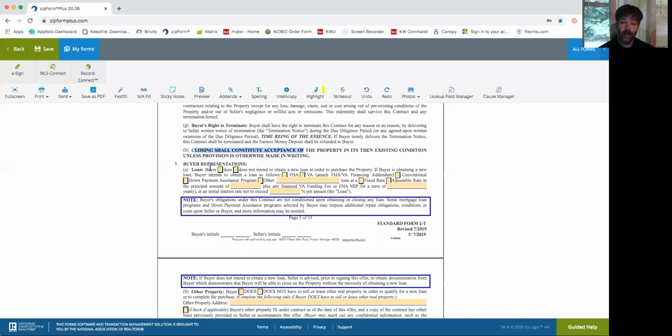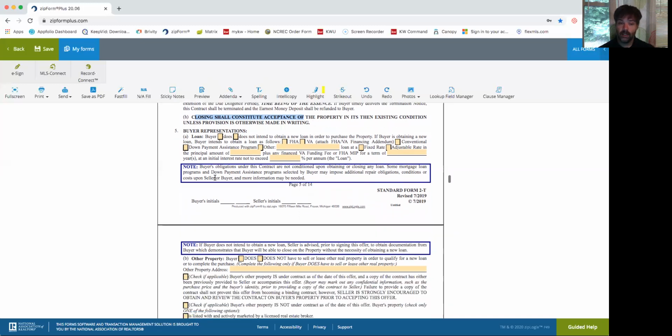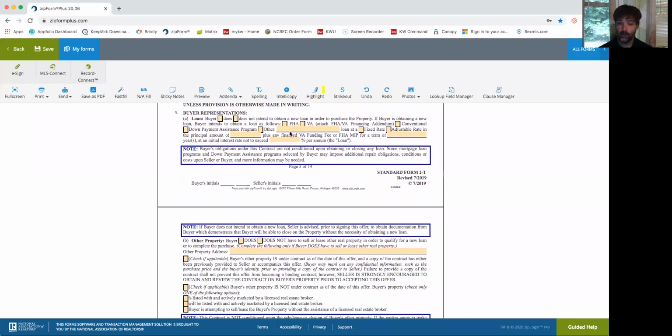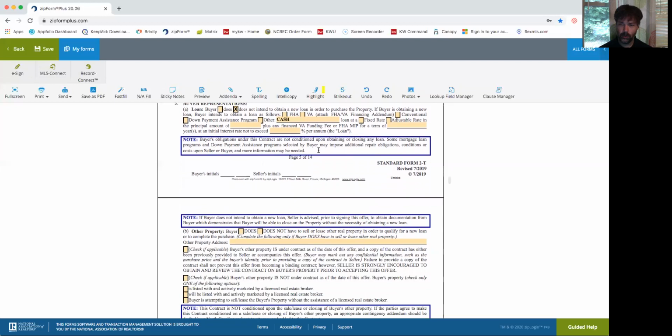So the buyer is going to make a few representations here in the next little bit where they're going to talk about the loan, the type of loan they'll be getting. If they are getting a loan, you would check it here. If they are not, you would say they are not. If they're a cash buyer, I usually choose does not, and then I usually write cash here just to show emphasis that they are not. If they're getting a loan, you would detail some of that out.